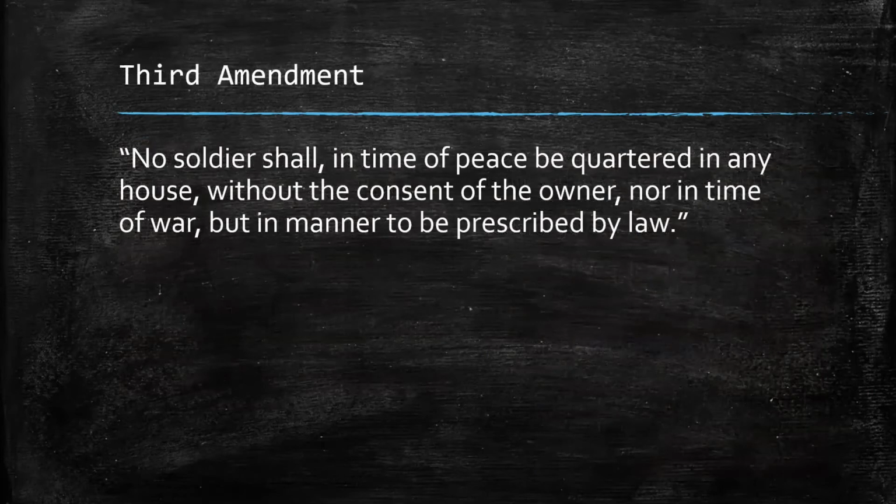The Third Amendment. No soldier shall, in time of peace, be quartered in any house without the consent of the owner, nor in time of war, but in manner to be prescribed by law. So before and during the American Revolution, English required colonists to give quarter to the soldiers sent to the colonies. All that meant was that English troops could stay in the homes of just regular citizens. And then the citizens had to let them do that, to live with them. And they also had to feed them and provide for them.